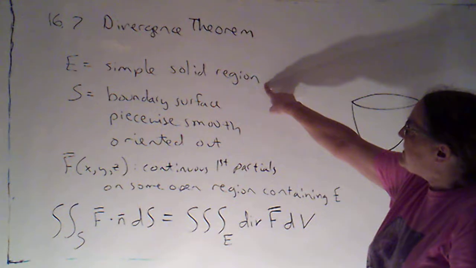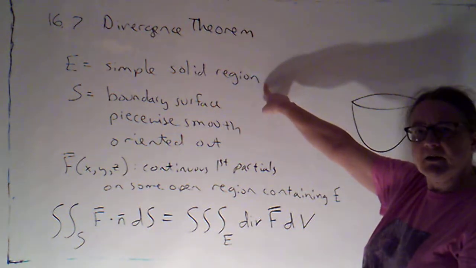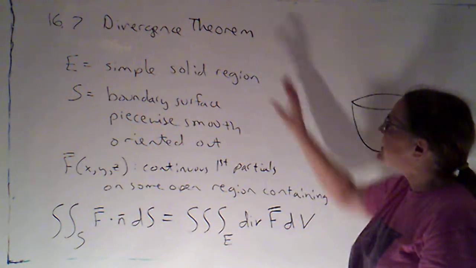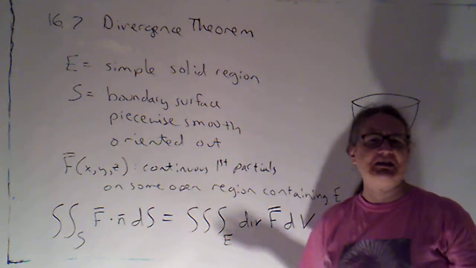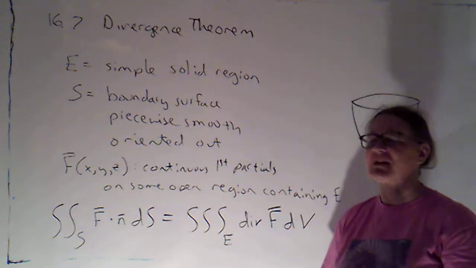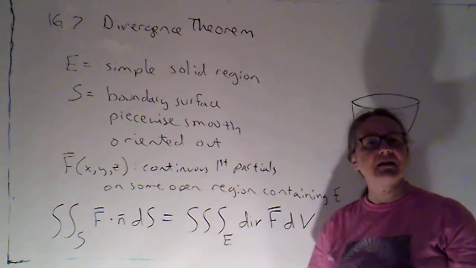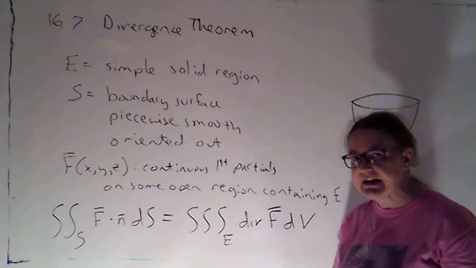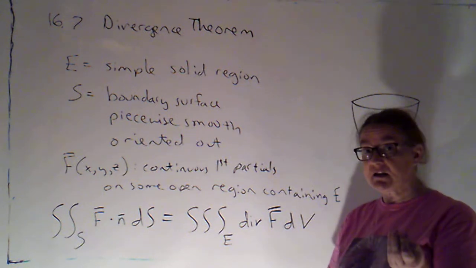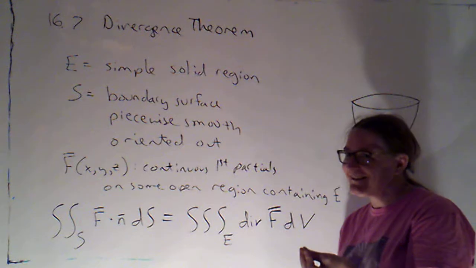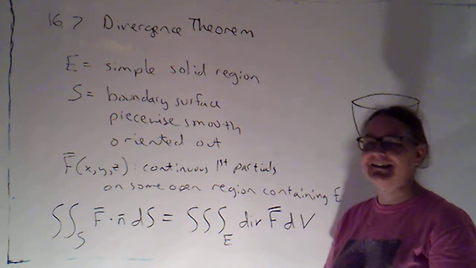We're choosing to let E be what we call a simple solid region. That's basically just saying it's a sufficiently nice region. It's not super messed up. More technically, that means that it's simultaneously a simple XY solid, a simple YZ solid, and a simple XZ solid.